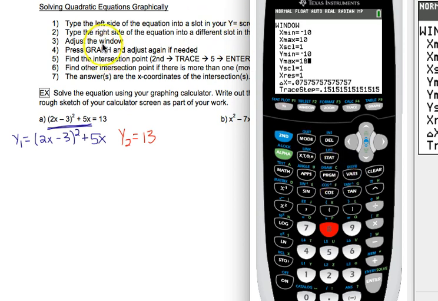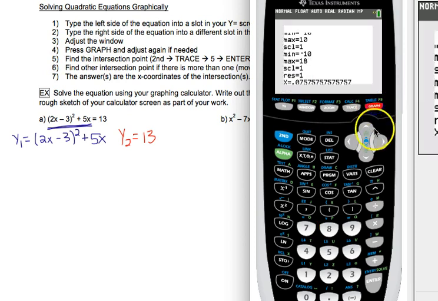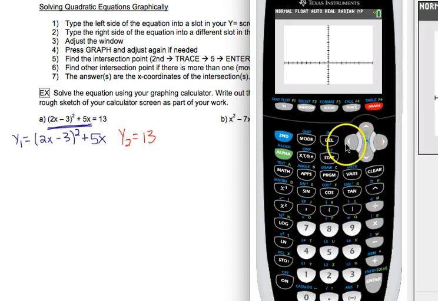So I have adjusted the window initially. Now I'm going to go ahead and press graph and see what it shows me. So there's my parabola, which is the left side, and there is my line, which is the right side. So looks like I can see everything I need because what we're looking for are intersection points. And I can definitely see intersection points between the two equations. So I do not need to adjust again in this case.